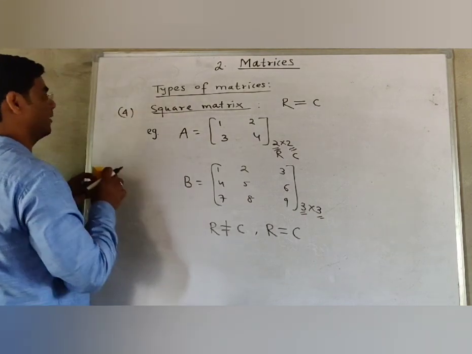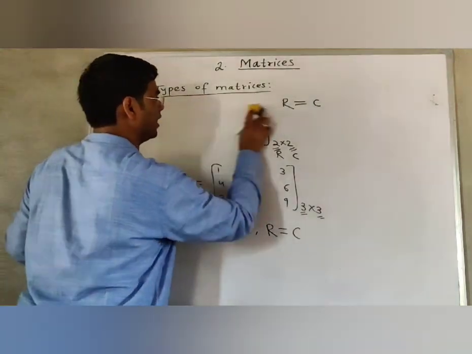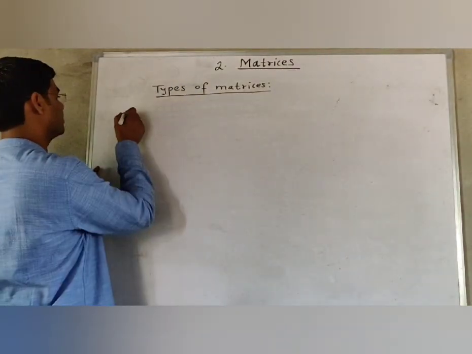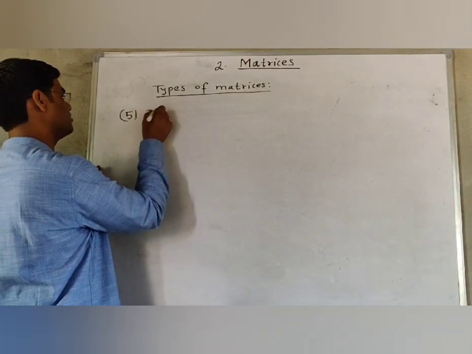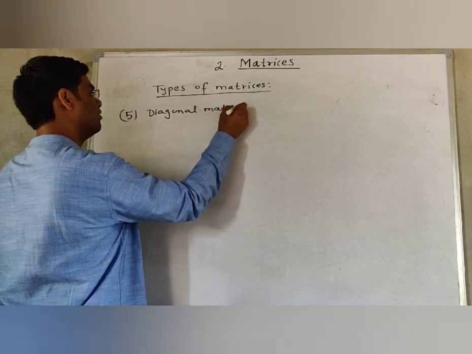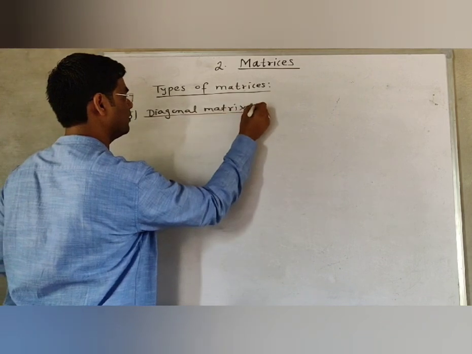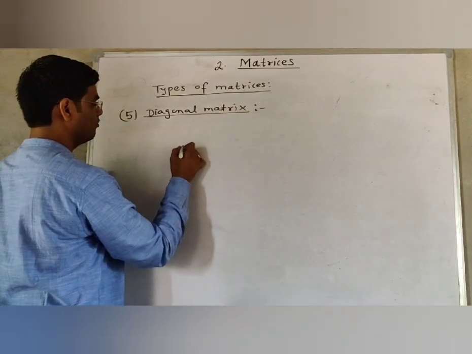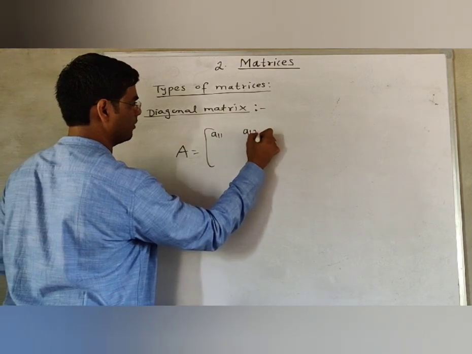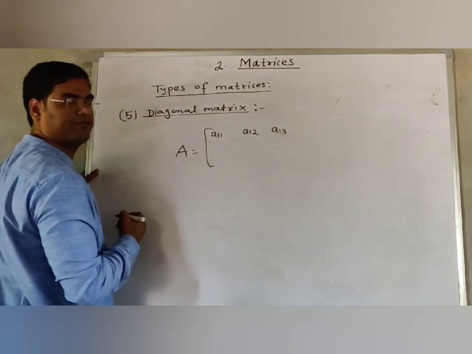Now, the next type of matrices is the diagonal matrix. Next type of matrix is what? Diagonal matrix. Before we define a diagonal matrix, you should know the basic construction of a matrix that we have already discussed in the first lecture.